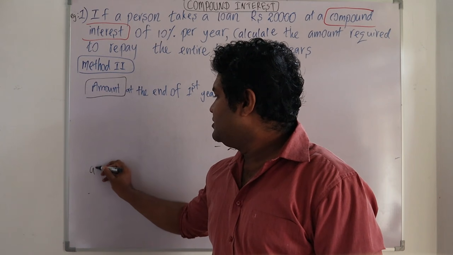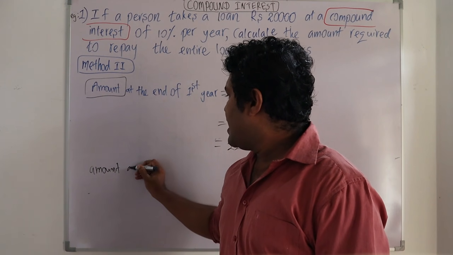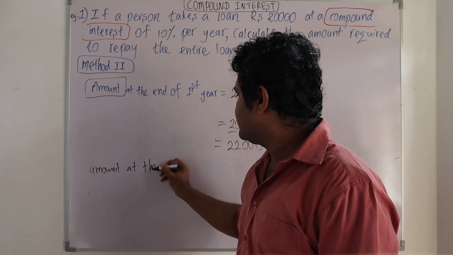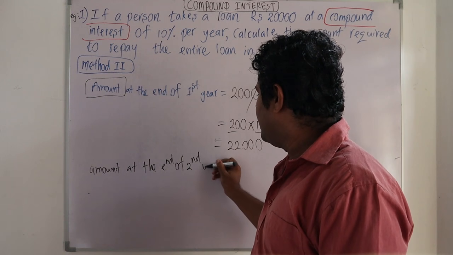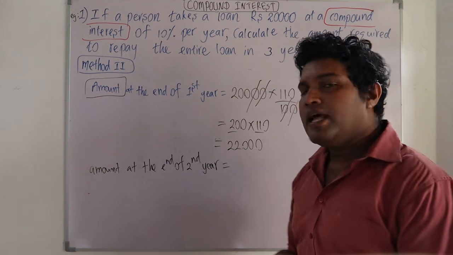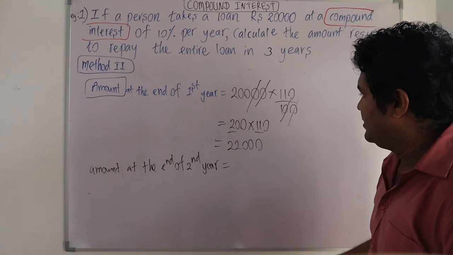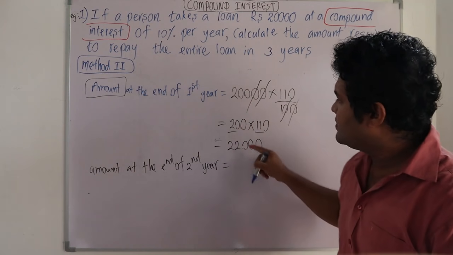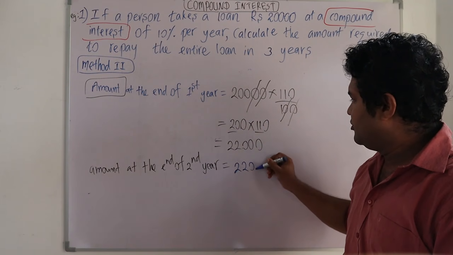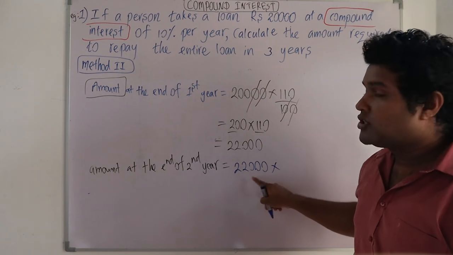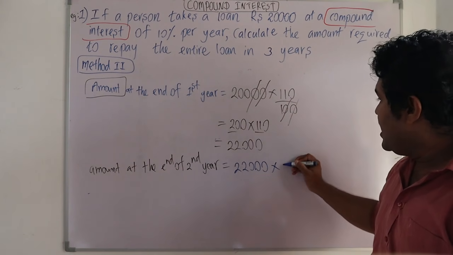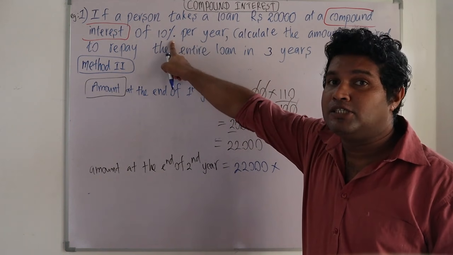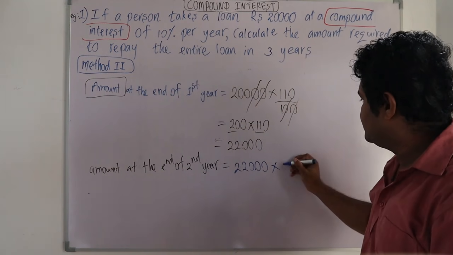Now I am going to move to the second year. Then the amount at the end of the second year. Amount at the end of the second year. How to calculate? By means of the end of the first year, we have to continue. By means of this 22,000, what we have at the end of the first year, we have to reuse 110%, not 10%.